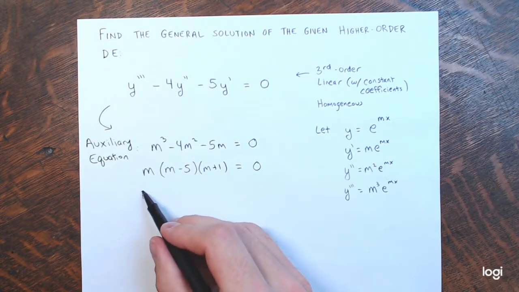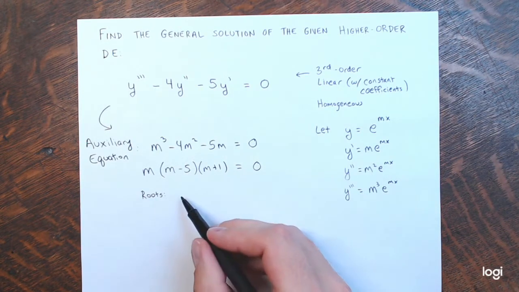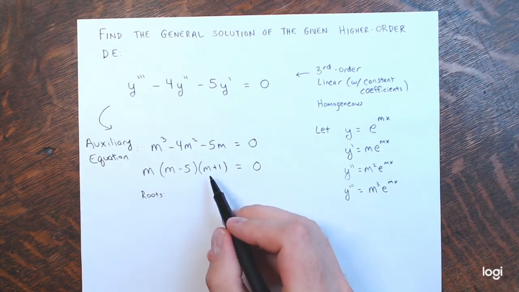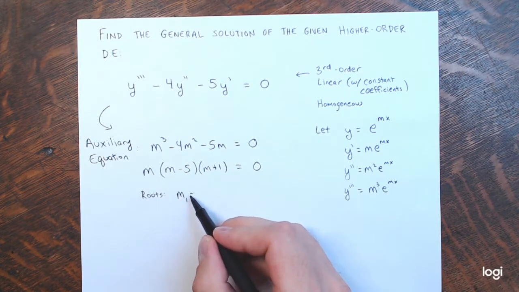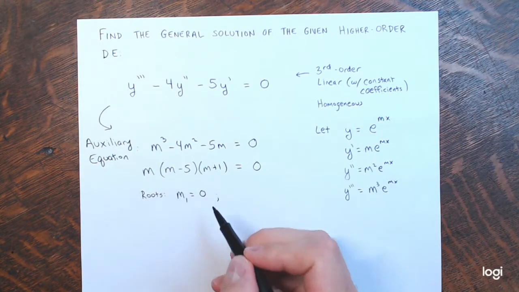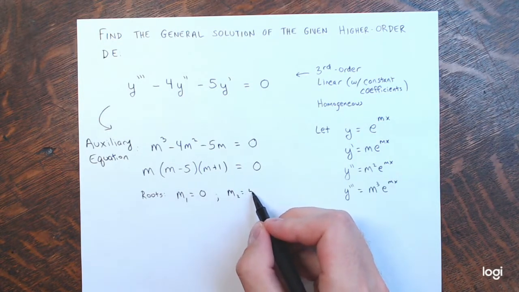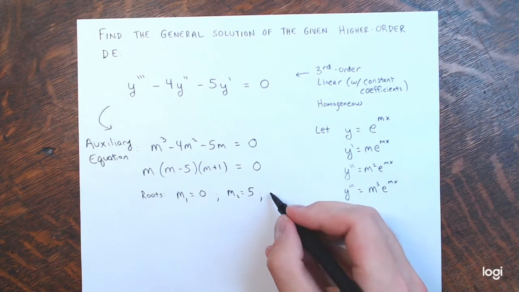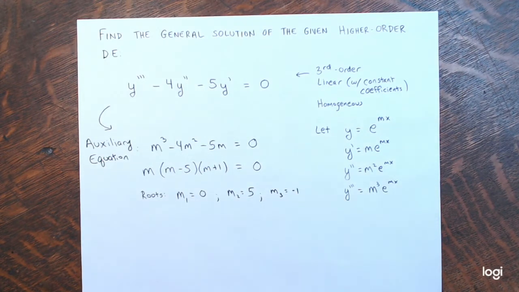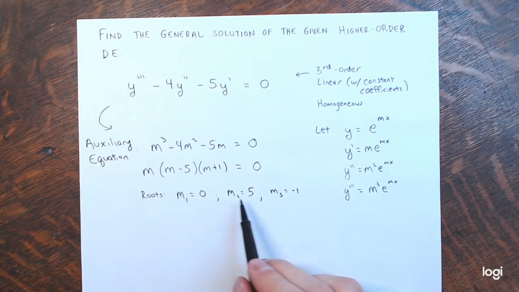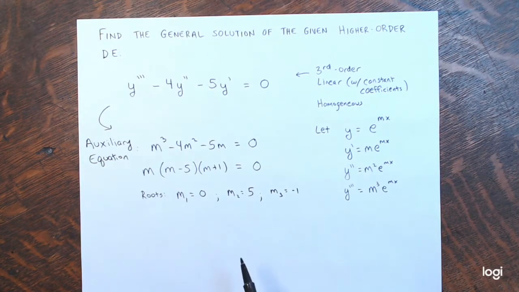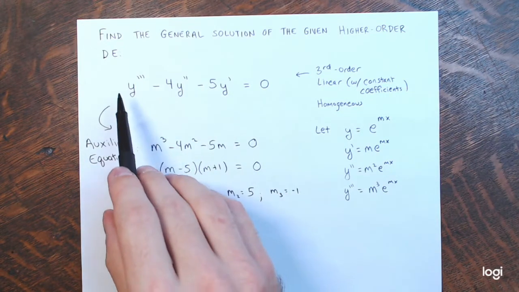So the roots of this equation, there are 3 different roots. I'll call them m1, m2, and m3. m1 is 0, with a multiplicity of 1. m2 is a positive 5, also with a multiplicity of 1. And m3 is a negative 1, also with a multiplicity of 1. So I have 3 distinct roots, and in that case we can jump straight to 3 linearly independent solutions, fundamental solutions to this equation.